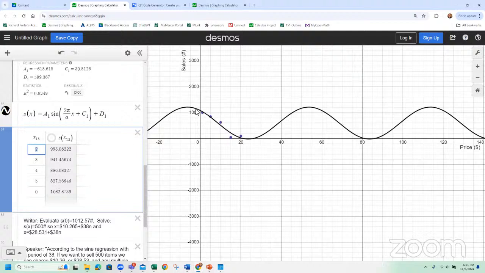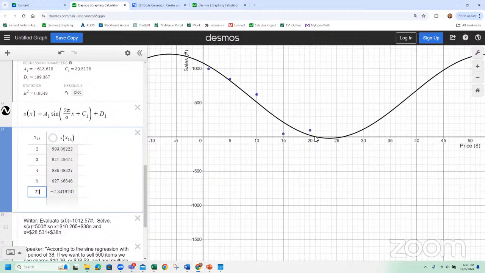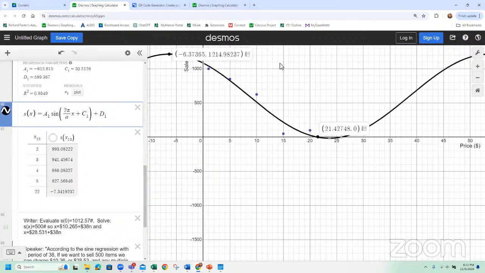827. And this sine regression is good until we get to about 20 bucks. No, 20 bucks is okay. $22. So $20 is okay. $21 is okay. But $22, now I'm selling a negative number. So this graph dips below the x-axis right here. So that's a 0, and there's max and mins if you want to do them.